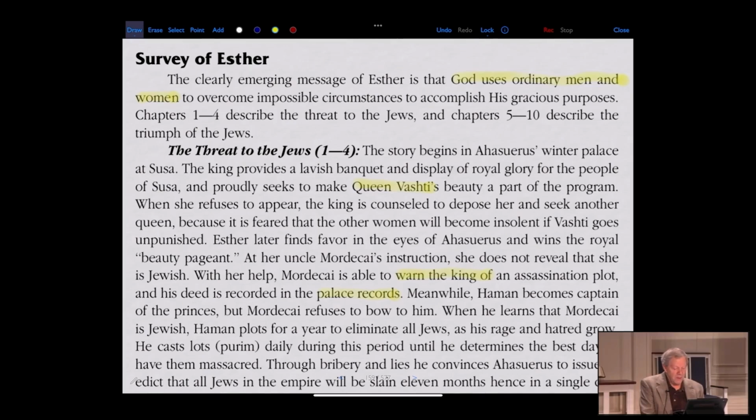Meanwhile, Haman becomes captain of the princes, and Mordecai refuses to bow to him, and so it becomes more and more about this man, who becomes a hater of the Jews because his sense of dignity has been insulted by this Jewish man who refuses to bow before him and show him the deference that he requires and deserves.